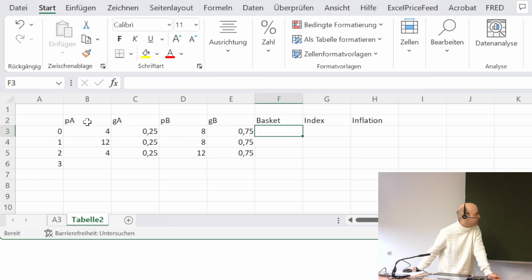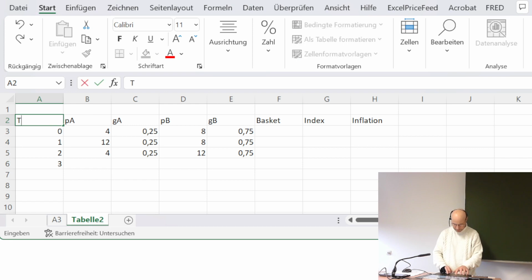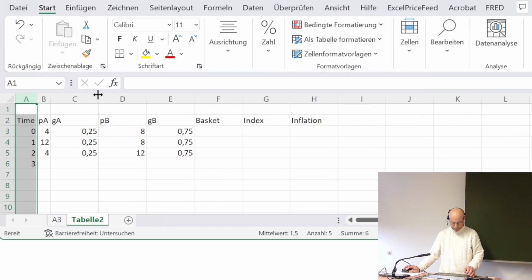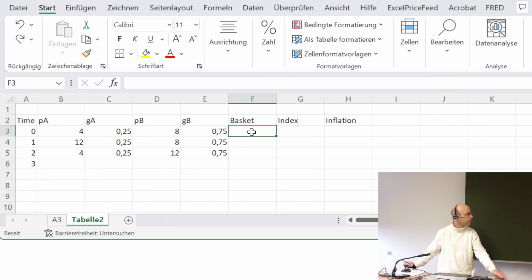So what will be the value of the basket in T equals 0? So what do we have to do? Price of good A is 4. The weight in the basket is 25%. Price of good B is 8 and the weight is 75%.